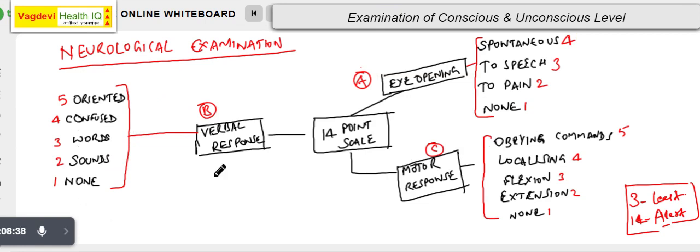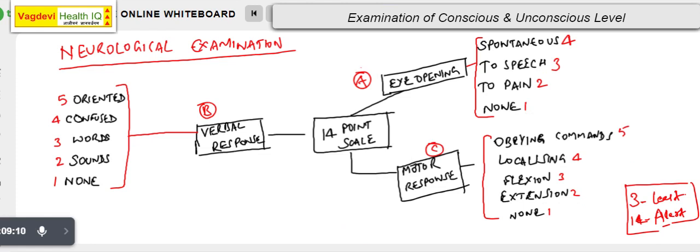So 5, 4, 3, 2, 1 respectively. And then motor response: again obeying commands, localizing to pain, and then flexion, extension, and then none. 5, 4, 3, 2, 1. Well, now if you consider the none part in all three components, 1 plus 1 plus 1, that is 3. That is the least alert, not alert at all, a complete deep coma state. And if it is 14 points completely, that means the patient is not in coma, he's in a completely alert stage.